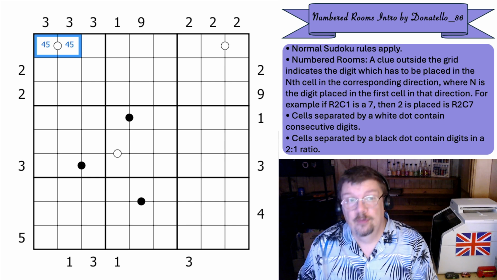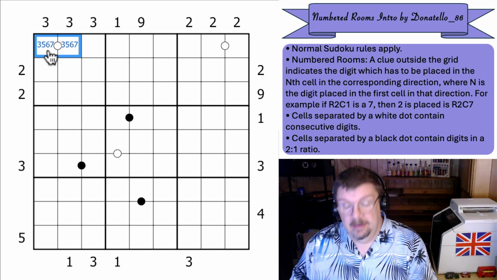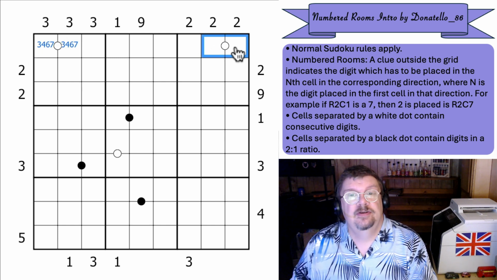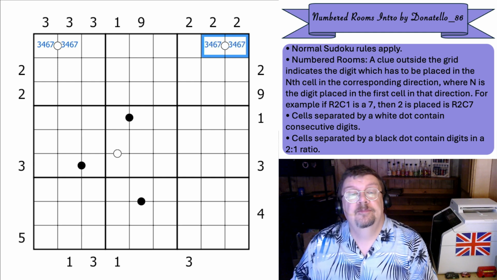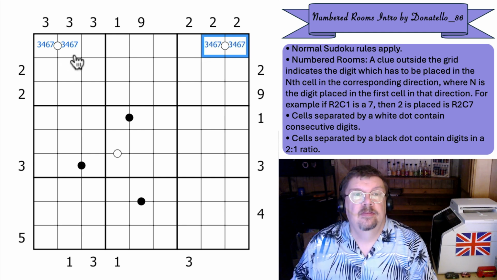So that means that those 2 digits must be from 3 and 4 or 6 and 7. And the exact same issue happens here. So this is going to be either from 3, 4 or 6, 7, which gives us a 3, 4, 6, 7 quad in the row.